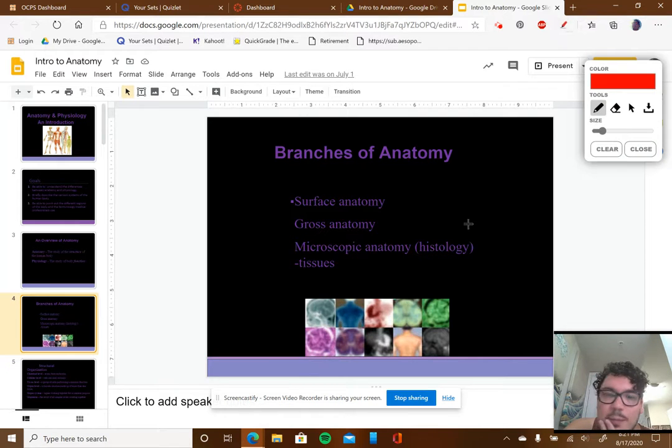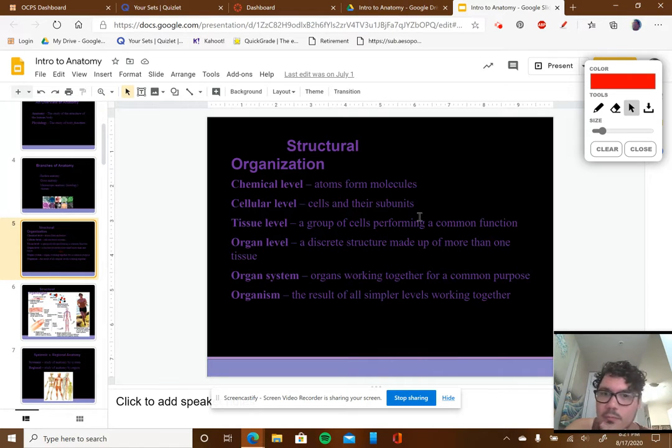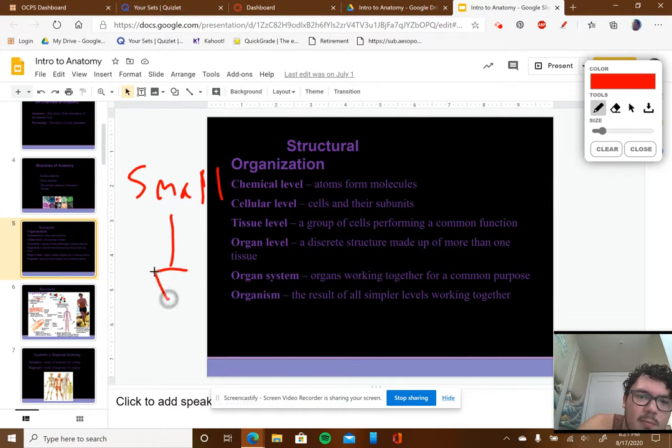Oh, let's bring that back. All right. Moving on down. Structural organization. How do we organize everything? So the whole point of this, I'm going to write on the side for us here. This is moving things from small to big.